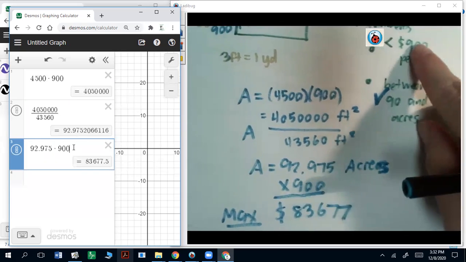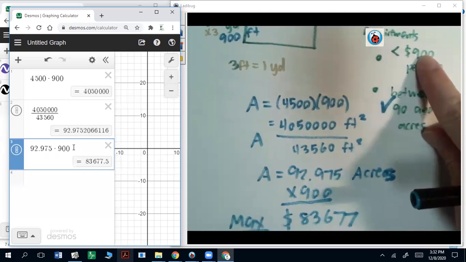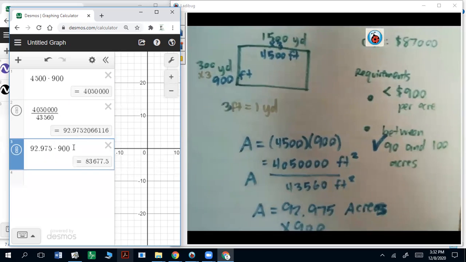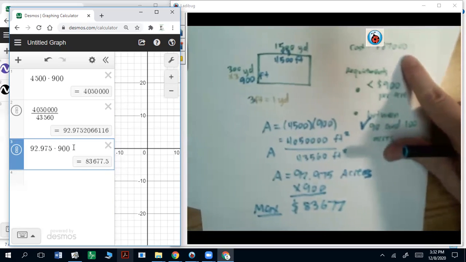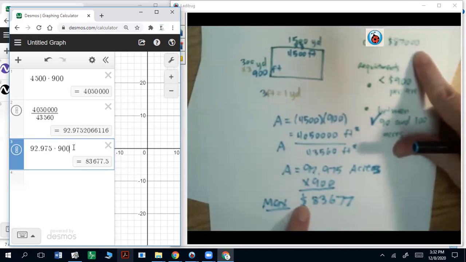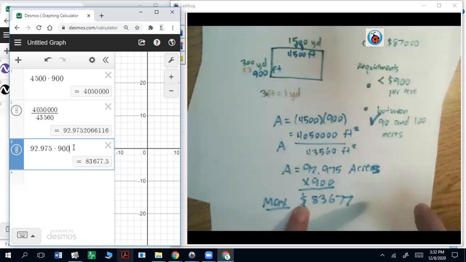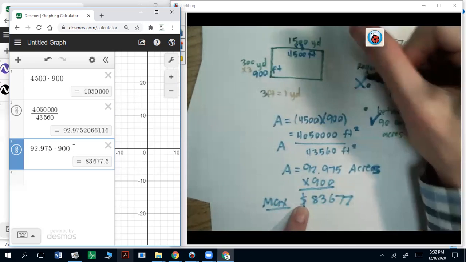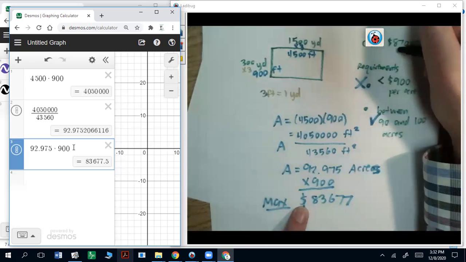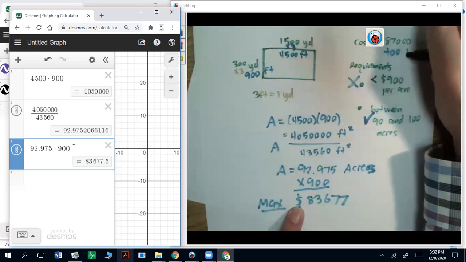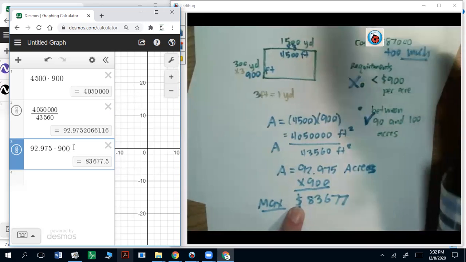Now the cost, he wants to spend less than $900 an acre. The overall cost is $87,000. Most he's willing to spend on this plot of land would be $83,677. So it costs too much. So the price is too much.